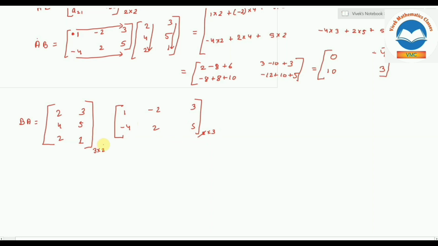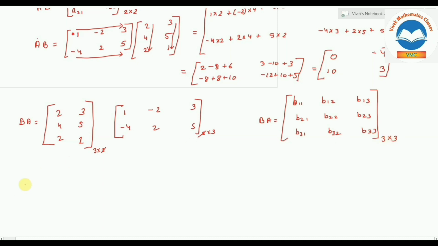So the order of this A is 2 cross 3. So the columns of the first matrix are equal to the rows of the second matrix, so we can cancel this. So the BA matrix will be of order 3 cross 3. And it will be in this format: B11, B12, B13, next B21, B22, B23, then B31, B32 and B33. So this will be your format of the BA matrix, a 3 cross 3 matrix.